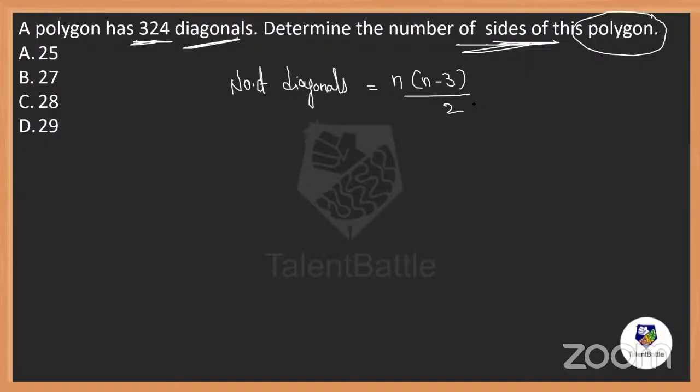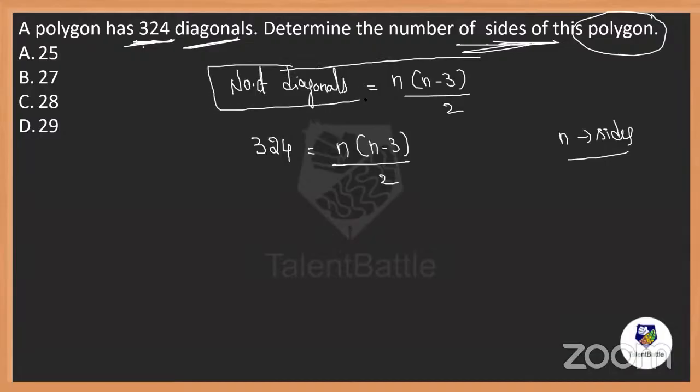They have given us the number of diagonals, which is 324. So 324 should be equal to n into n minus 3 divided by 2, where n is nothing but the number of sides of the polygon. By using this formula, we are going to identify it. This is one of the most repeated models. So n(n-3)/2 should be equal to the number of diagonals.